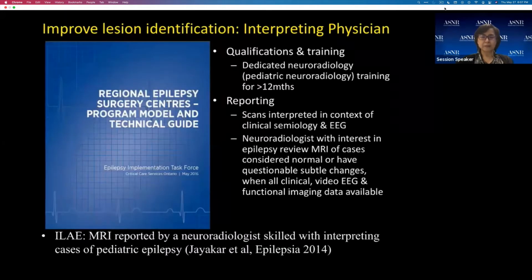In the guideline that we published, we recommend that the scans should be interpreted in the context of clinical semiology and video EEG. In the guideline, we also stipulated that neuroradiologists with interest in epilepsy should review the MRI of cases that were considered to be normal or have questionable subtle changes when all clinical, video EEG, and functional imaging data such as PET, SPECT, and MEG are available.